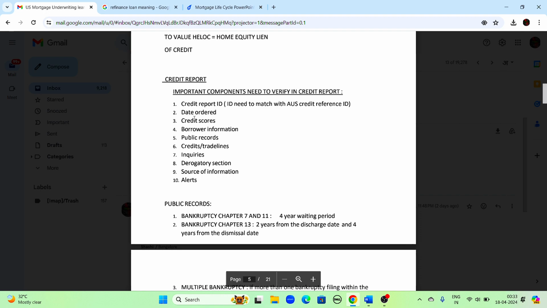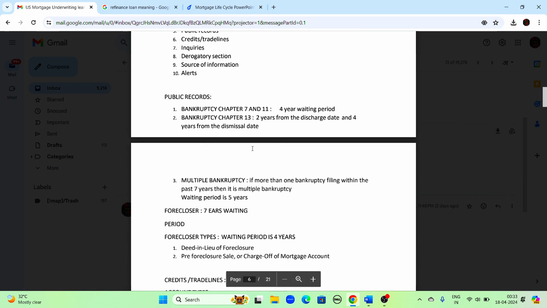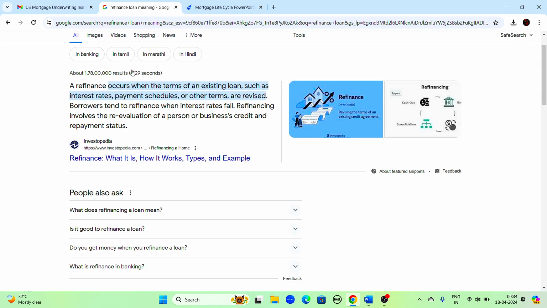Credit report. Important components, important parts which we need to verify in credit report: public records, borrower information, credit scores, inquiries, derogatory section, credit or trade lines. Public records, bankruptcy chapter. Let's check on bankruptcy.